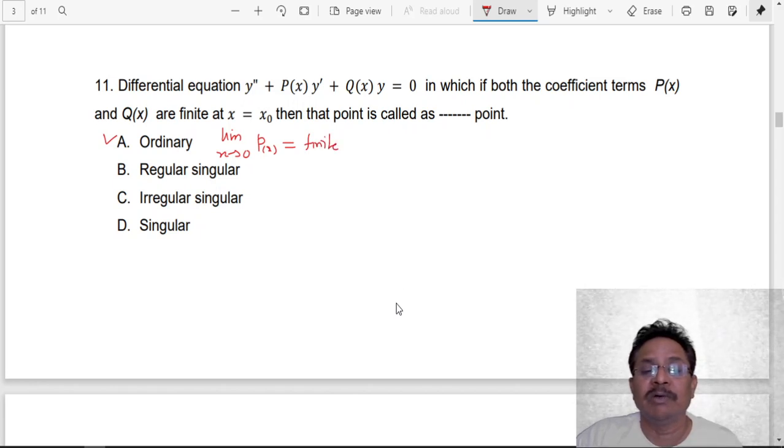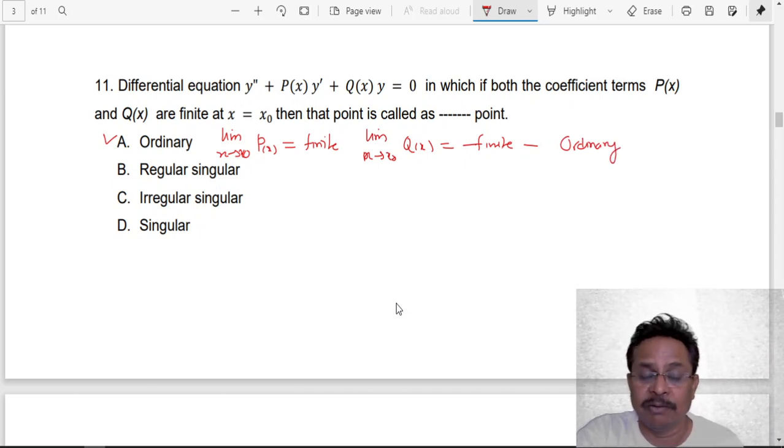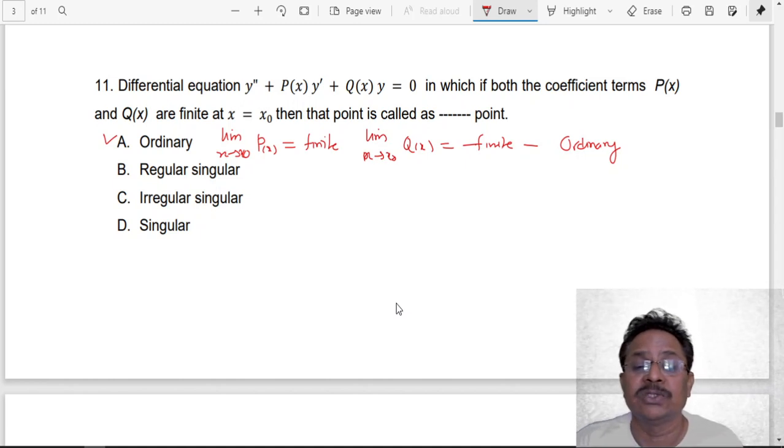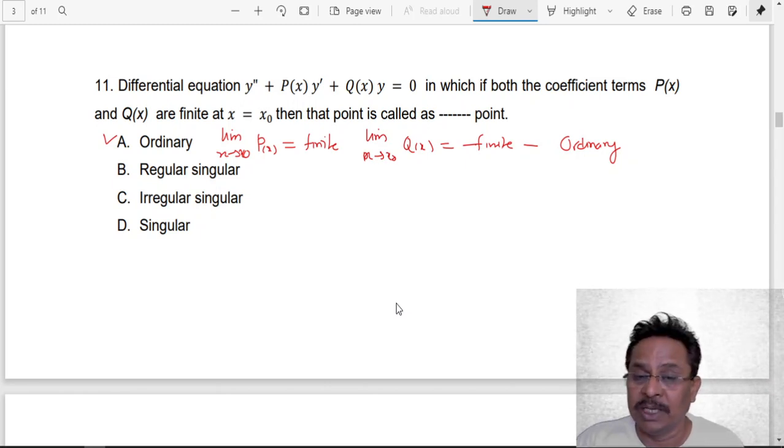These are the conditions we have already written. Similarly, if the limit as x tends to x0 of p of x and q of x both become finite, then this is called an ordinary point. So we can get a solution of that differential equation by using the Frobenius method of series solution, provided p of x and q of x at x equal to x0 both remain finite. This is called the first condition. So ordinary is the correct answer.